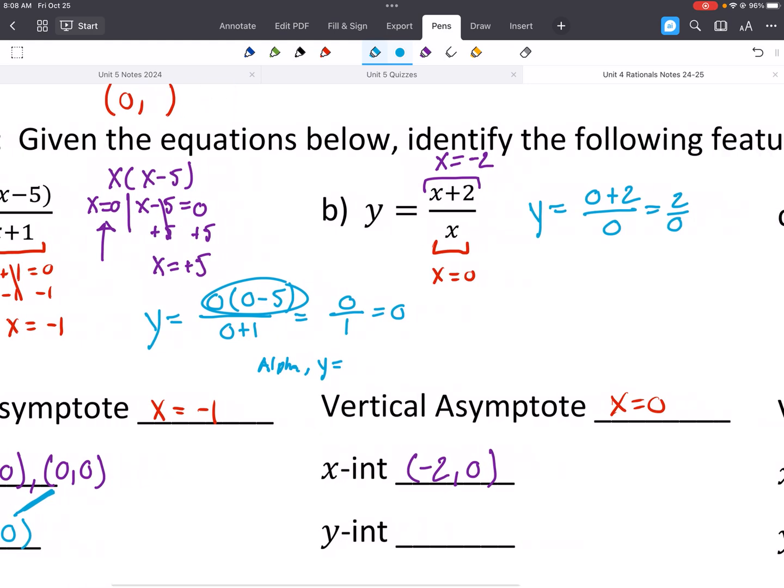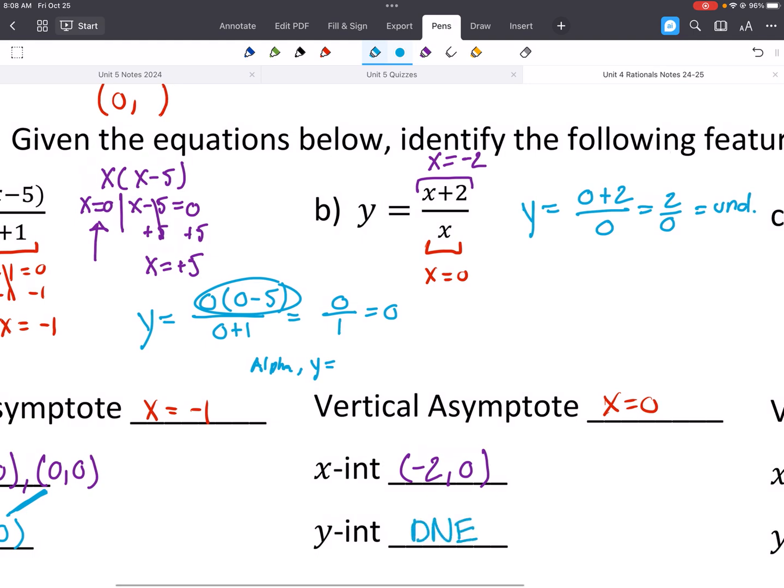And again, we said we can't divide by 0, so this is undefined, and we would write DNE, does not exist. Okay, that's what it will ask you on your homework.